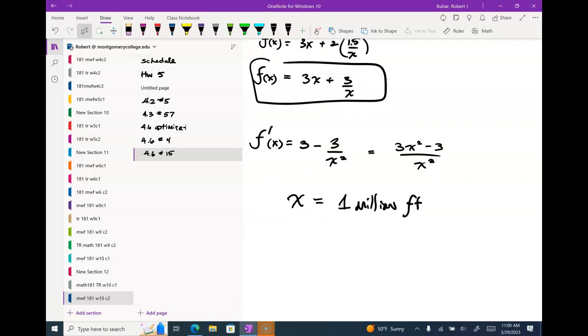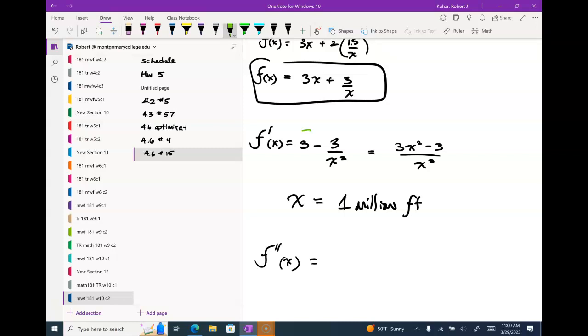Good. So now I know the length of x. I still have to find the length of y, right? I also should find the total perimeter, and I should also make sure that everything gives me 1.5 million feet squared for the area, right? But I also want to double check that this x equals 1 is going to give me a minimum in the second derivative, yes? So f double prime of x, who's got it?